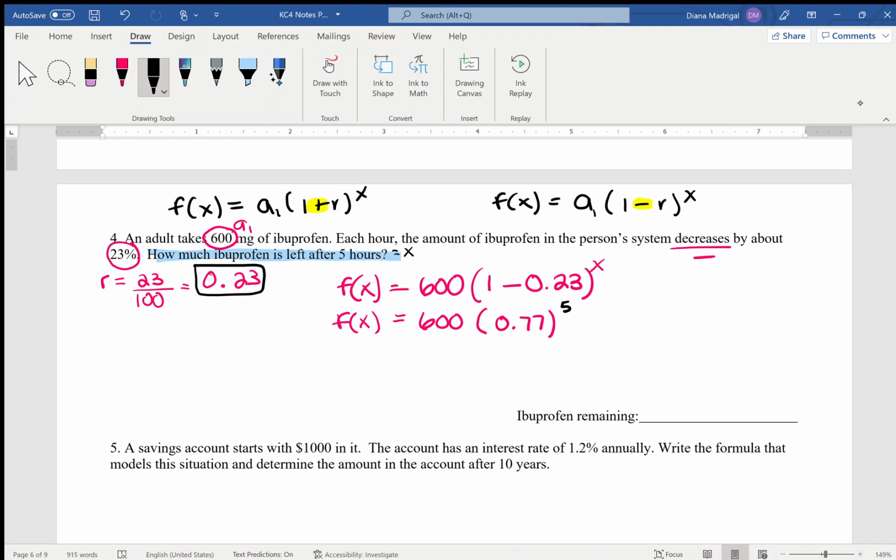Sorry, that was my fault. Okay, I read the problem wrong. So again, why is it 5, not 10? Because it says 5 hours.